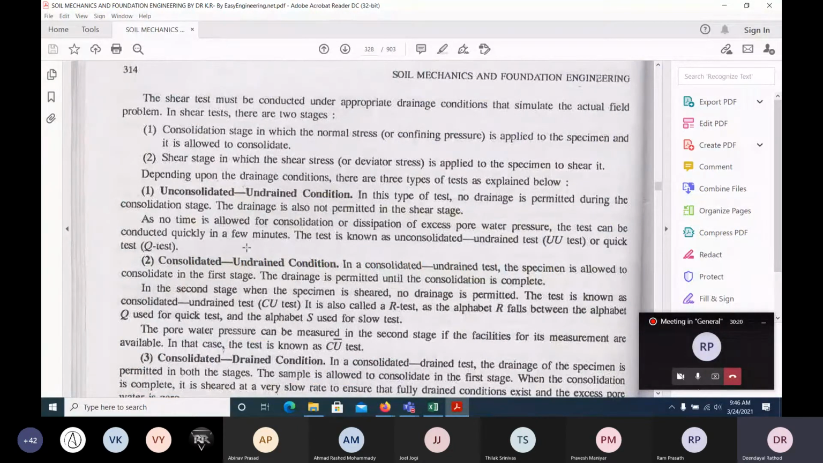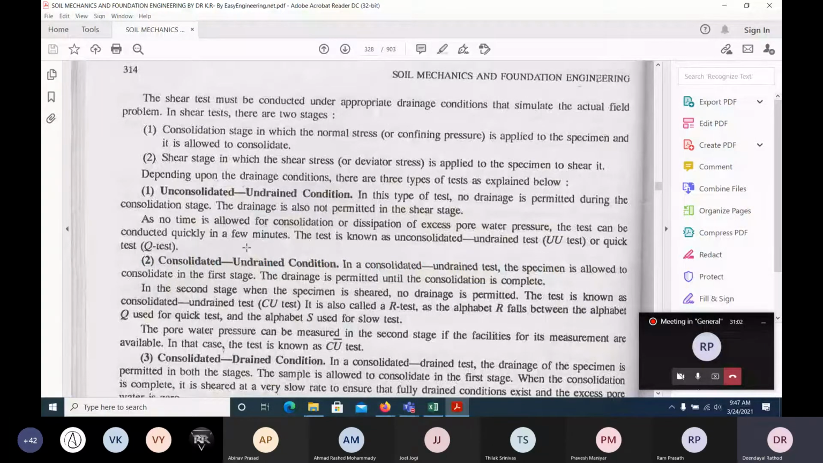Okay, first is the unconsolidated undrained test. In this type of test, no drainage is permitted during the consolidation. That means when you conduct a test. Anyway, I will show some pictures, you will understand. This is in the triaxial test. In this test, no drainage is permitted during the consolidation. The drainage is also not permitted in the shear stage. So that's the reason this is called the quick test. Understand? UU test. We call it an unconsolidated undrained test.